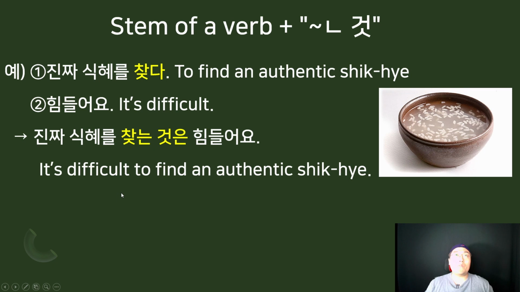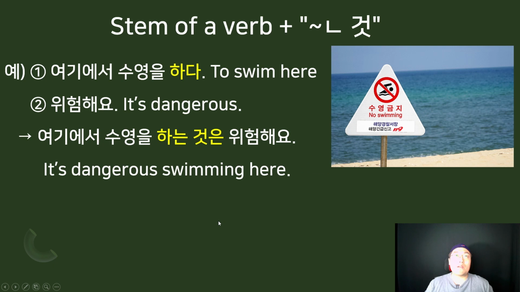Okay, example. Number one, 진짜 식혜를 찾다. To find an authentic 식혜. Number two, 힘들어요. It's difficult. So when we put things together, 진짜 식혜를 찾는 것은 힘들어요. It's difficult to find an authentic 식혜. When I put these two sentences together, the verb 찾다 is changed to the noun 찾는 것, which is considered as a subject here.